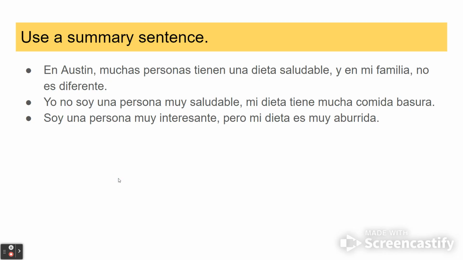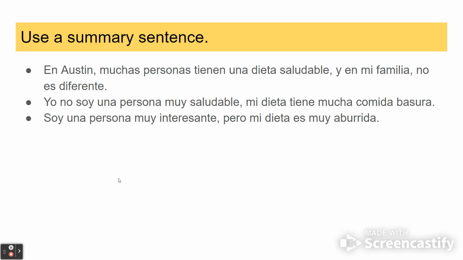So these are some strategies. We've got a couple of strategies here. The first one is to use a summary sentence, and here are some examples that you have enough information and enough practice to be able to form on your own. So some examples are, en Austin, muchas personas tienen una dieta saludable, y en mi familia no es diferente. So this summary sentence right here kind of sets it up to say that I'm going to be writing about the healthy diet that my family has.